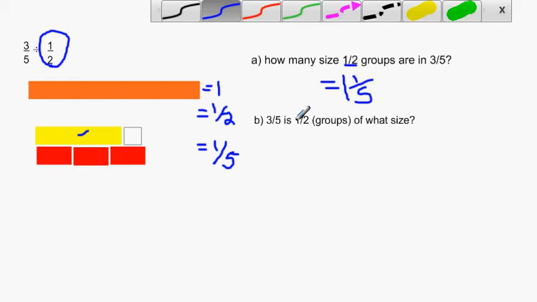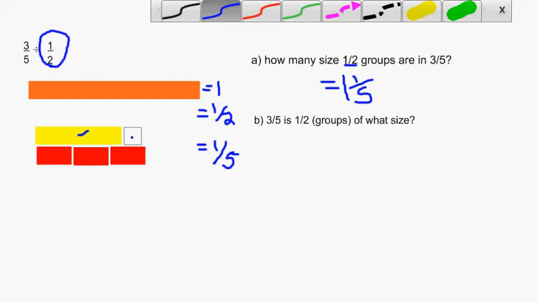And this is what makes division by fractions difficult. It makes division difficult, but it makes division by fractions even more difficult. Because my answer doesn't even necessarily come out to 1 and 1/5. 1 and 1/5 what? Well, it all depends on what it is we're dividing by. So my answer is 1 and 1/5 halves, 1 and 1/5 yellows.